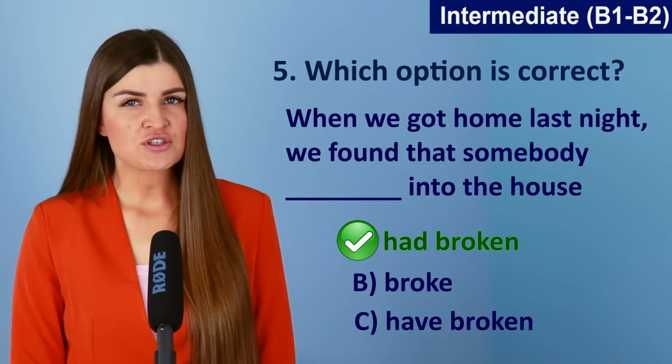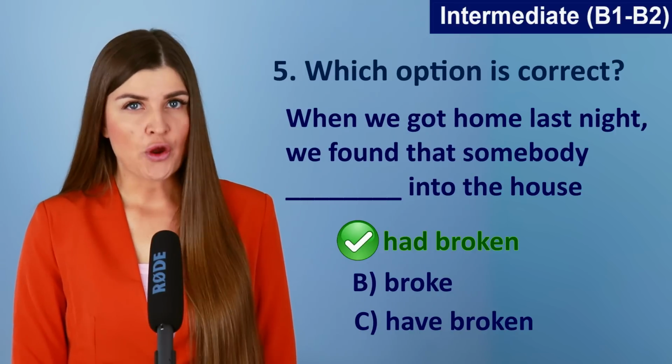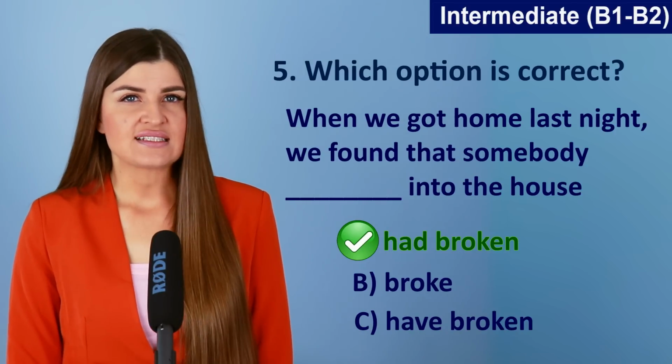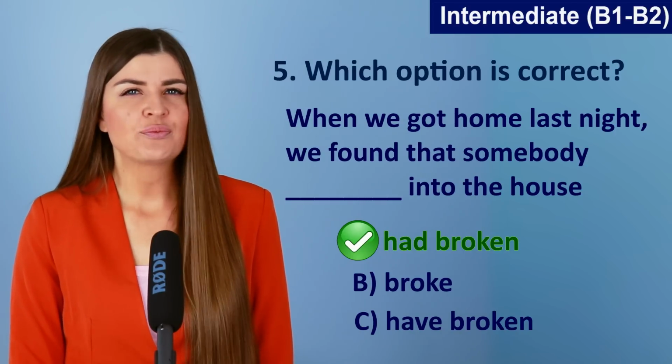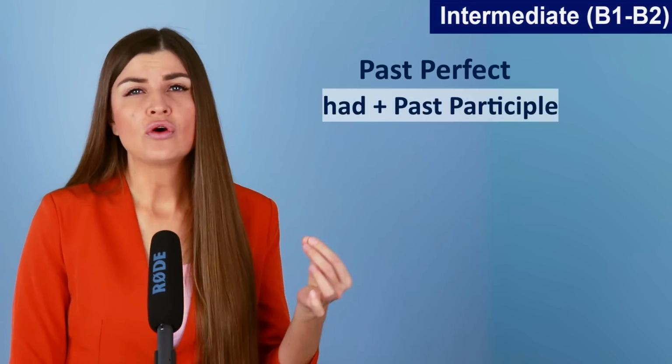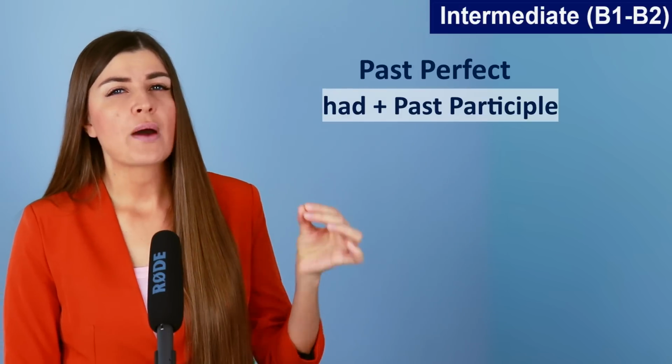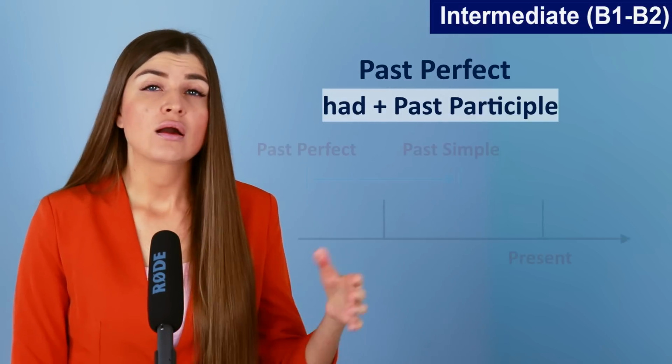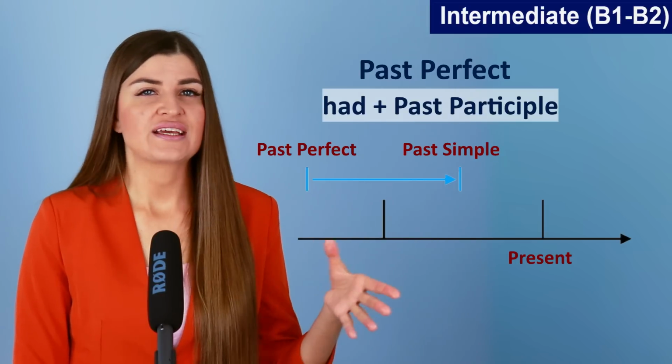The correct option is A. Had broken. In this sentence, we use the past perfect tense. I had done. The past perfect is formed with had plus past participle: gone, seen, finished, etc.